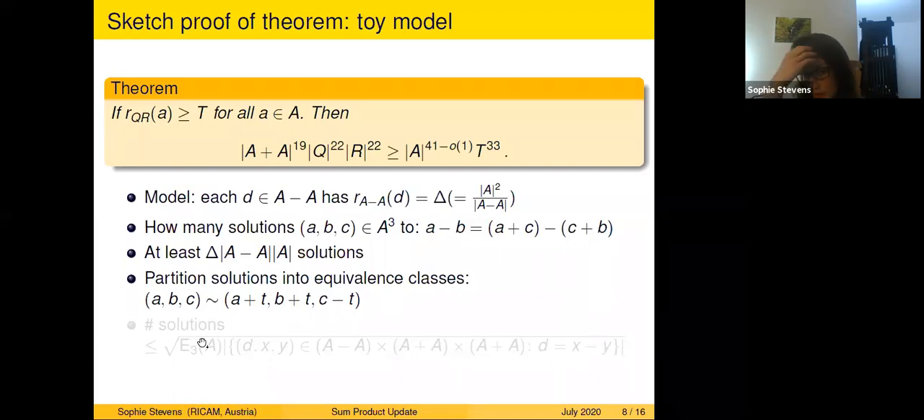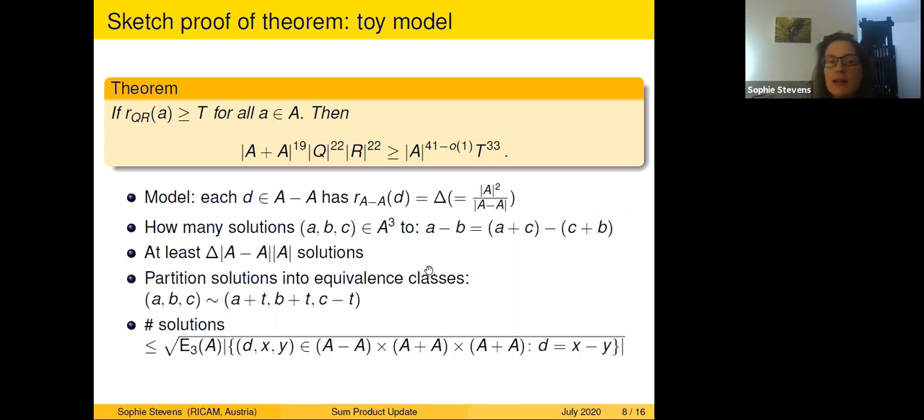Okay, so then we're going to count the number of solutions. So we've counted it in one way, and we're going to count it in another way. We're first going to count over the number of equivalence classes, and then the size of each equivalence class, which, after the Cauchy-Schwarz inequality, tells us that the number of solutions has as an upper bound the square root of the third moment energy of A times this rather complicated looking expression. And if you'll remember back to a slide ago, I said that because we've got this multiplicative structure on our set A, we're really good at estimating E3 of A, or in fact any Ek of A as long as k is less than 3.